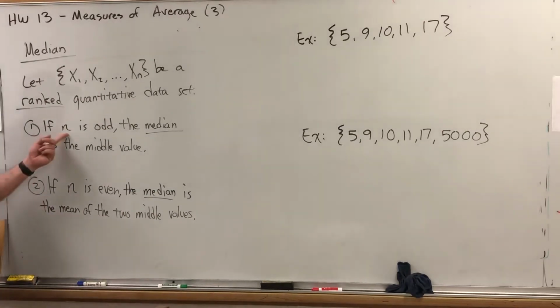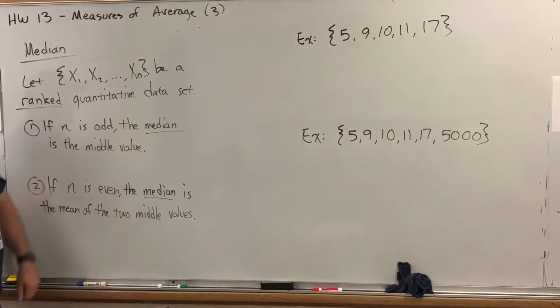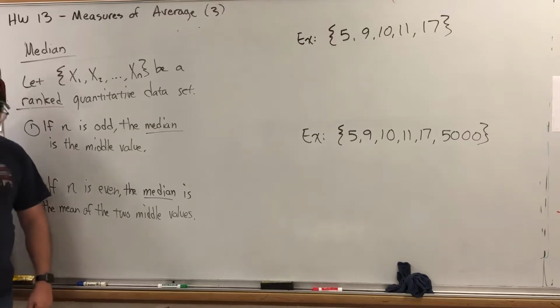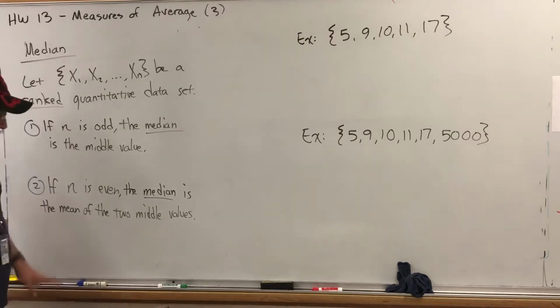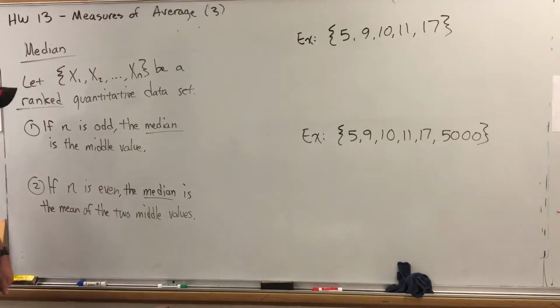If n is odd, in other words, if there's an odd number of values, the median is the middle value. But if n is even, if you have an even number of values, then the median is the mean of the two middle values. There will be two numbers in the middle, and you basically average them, which means you would add them and divide by 2.